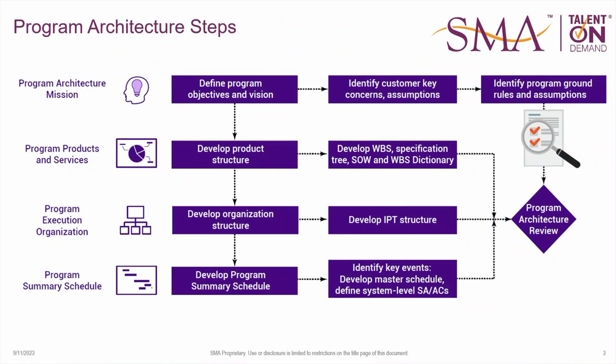Jacque, now how do you actually put a program architecture together? How many steps are there? That's a great question. There's about 10 steps in our process, and there's obviously things you do in each step. Our process is also organized by 4 major areas, which include the program architecture mission. In other words, what are we actually going to go build or go do? What program products or services are we going to provide? Which could be engineering as an example, as a part of that.